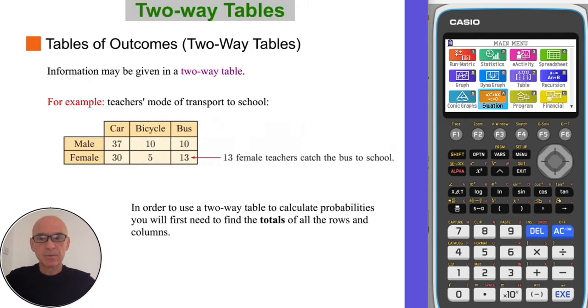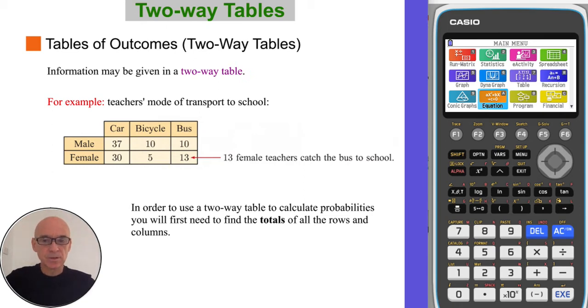A two-way table is a convenient way of showing information. In the example below, the two-way table shows the different modes of transport of a group of teachers to school. As shown here, 13 female teachers catch the bus to school.